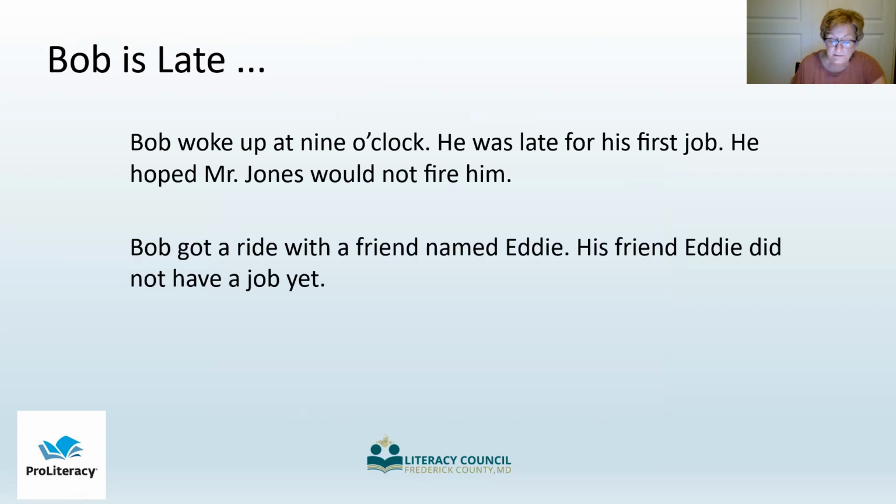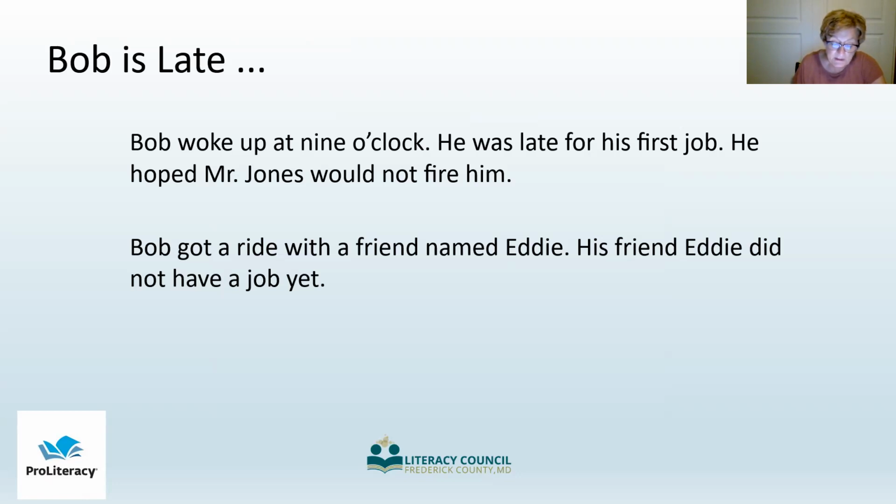After reading, well, let me read the first paragraph aloud. Bob woke up at 9 o'clock. He was late for his first job. He hoped Mr. Jones would not fire him. And then the second one is Bob got a ride with a friend named Eddie. His friend Eddie didn't have a job yet.